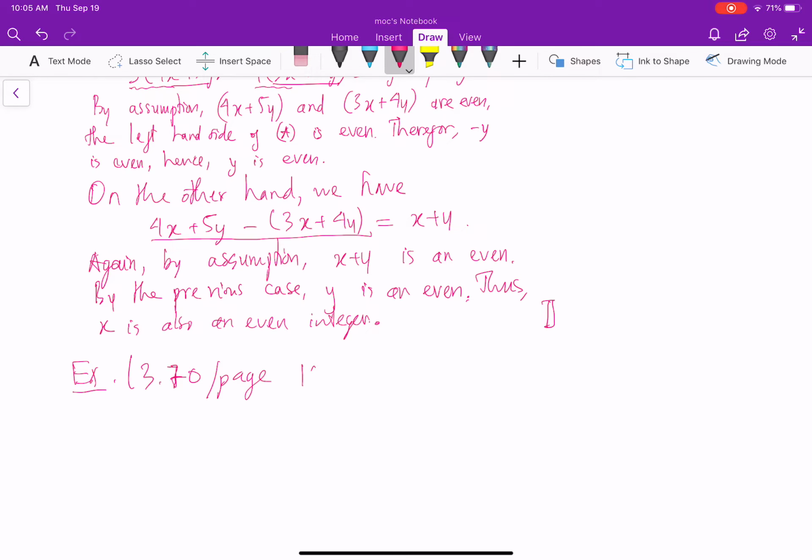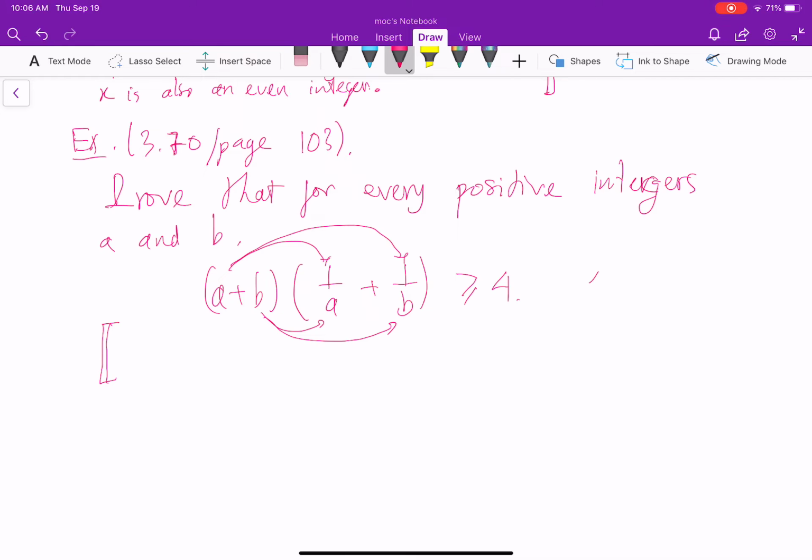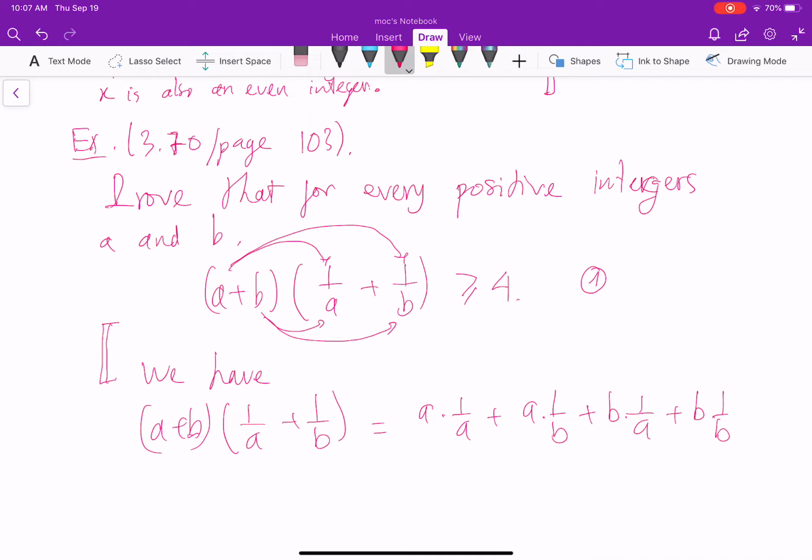Since we have a product, you can think, let's expand this out. I distribute this term with each term. So we have a plus b times 1 over a plus 1 over b is equal to a times 1 over a, plus a times 1 over b, plus b times 1 over a, plus b times 1 over b.